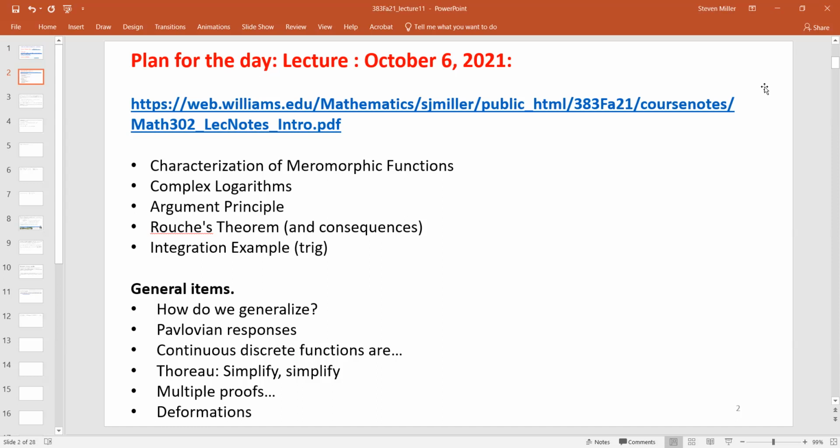And then I want to do another integration example. I want to just really drive home how to do these integrals. And so we'll do another trig integral.